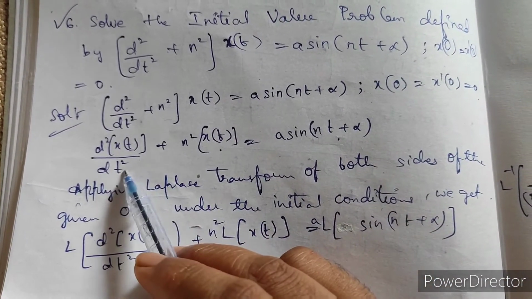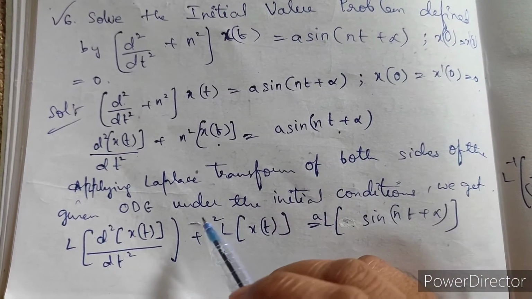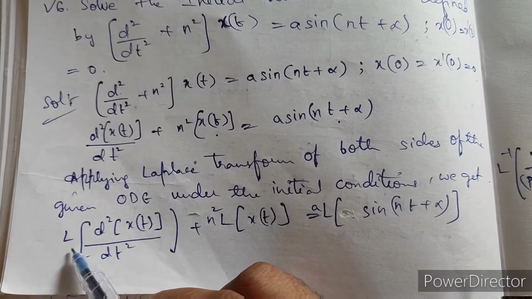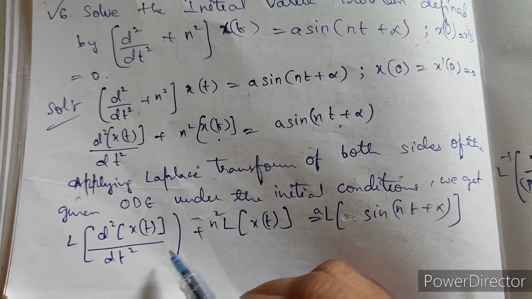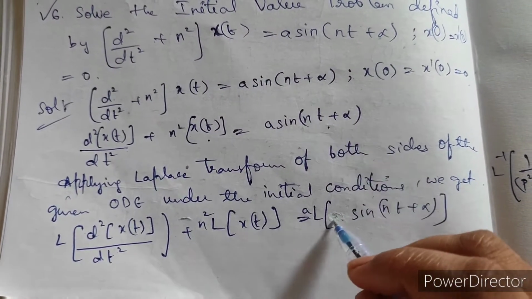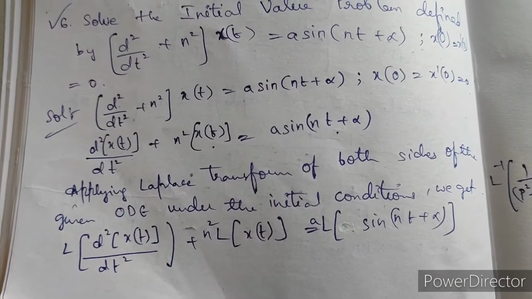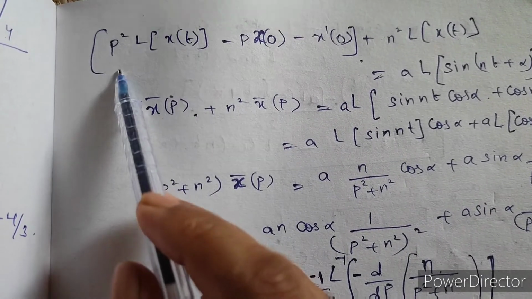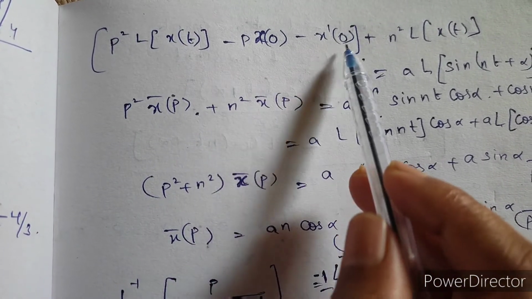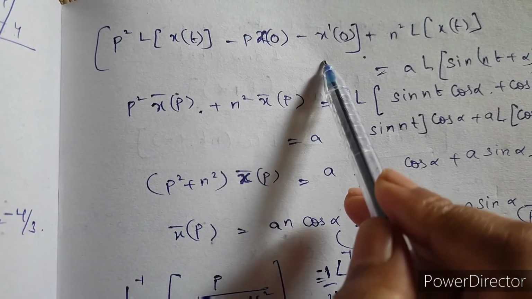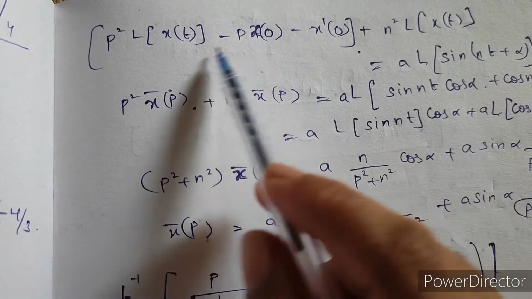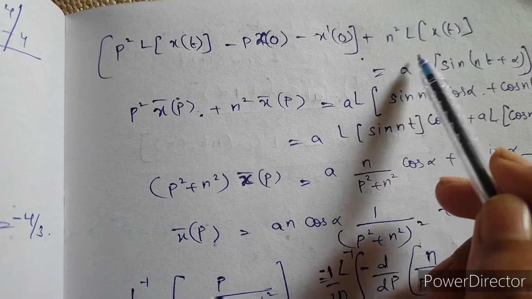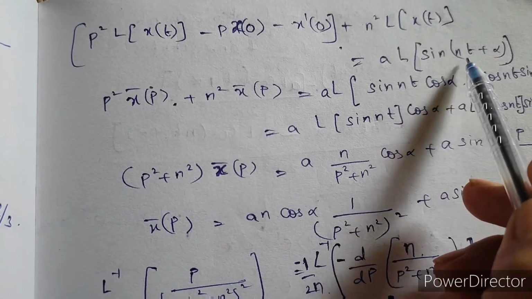So now take this and apply the Laplace transform on both sides of the given ordinary differential equation under the initial conditions. On applying the Laplace transform, we get the Laplace transform of d²x(t)/dt² plus n² L of x(t) is equal to a into L of sin(nt + α). The Laplace transform of d²x(t)/dt² is p² L of x(t) minus p x(0) minus x'(0). So we have x(0) and x'(0) as 0, so these two terms will not be there, and we are left with plus n² into L of x(t) is equal to a into L of sin(nt + α).